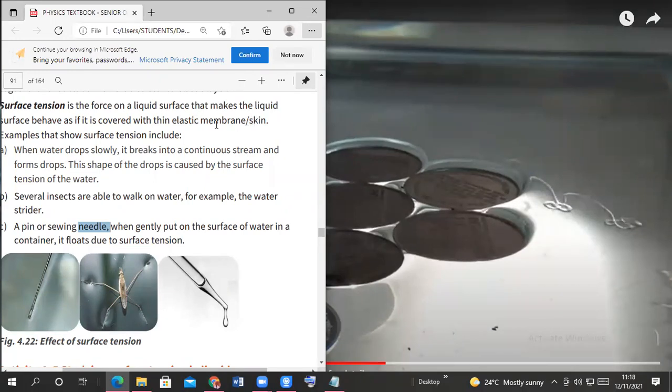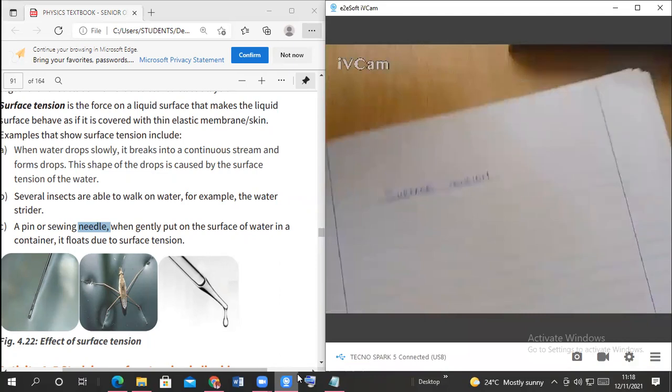A thin elastic membrane or skin. So there is a force that makes the surface of a liquid behave like a thin elastic skin. Are we together? So can we write the correct definition of surface tension from that?